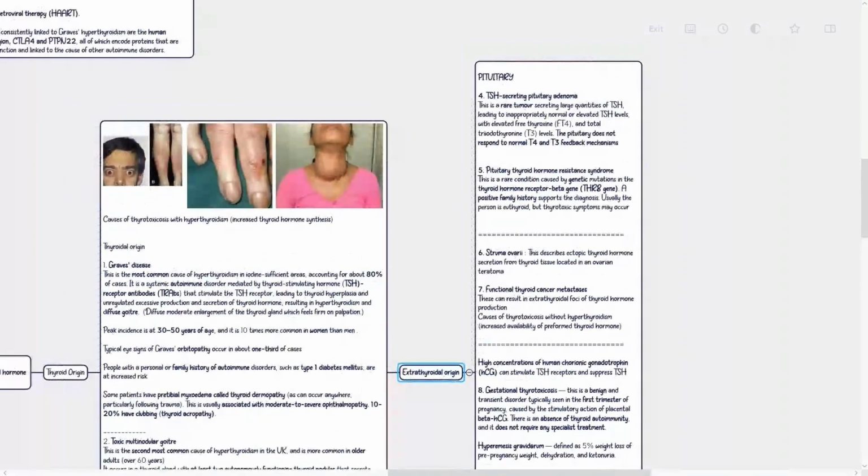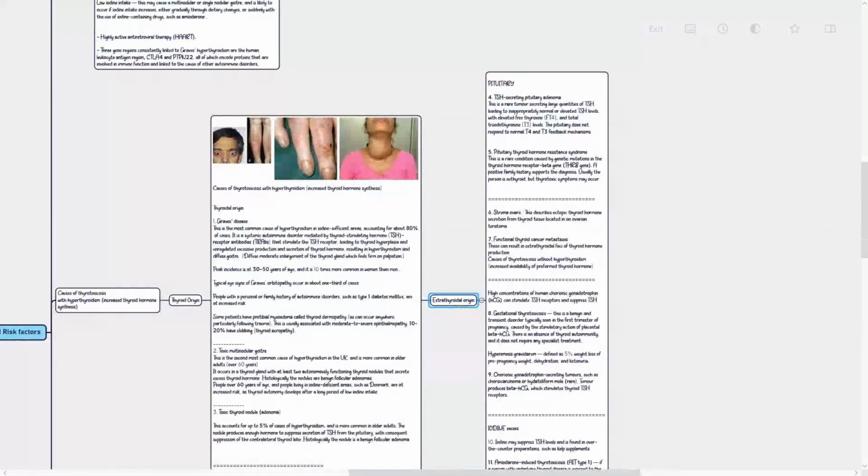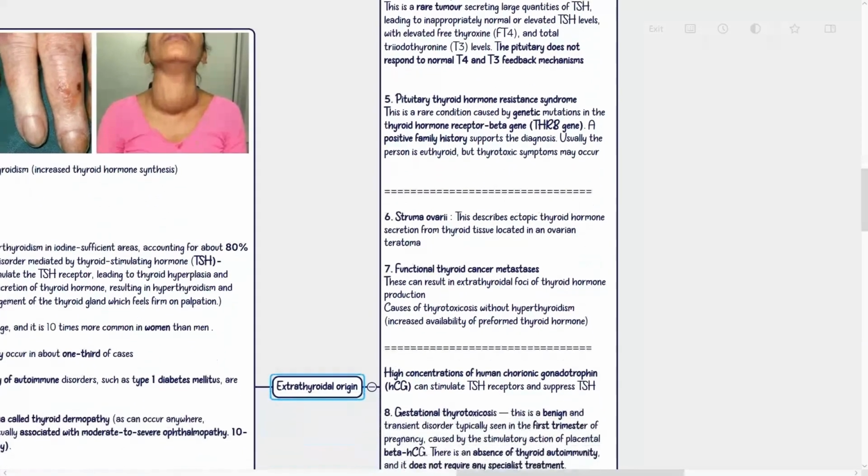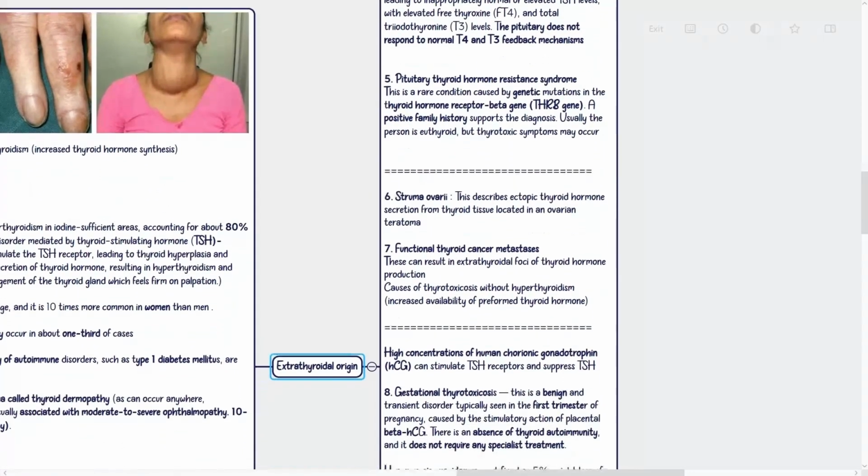Extrathyroidal origin. Pituitary. 4. TSH-secreting pituitary adenoma. This is a rare tumor secreting large quantities of TSH, leading to inappropriately normal or elevated TSH levels, with elevated free thyroxine FT4 and total triiodothyronine T3 levels. The pituitary does not respond to normal T4 and T3 feedback mechanisms.